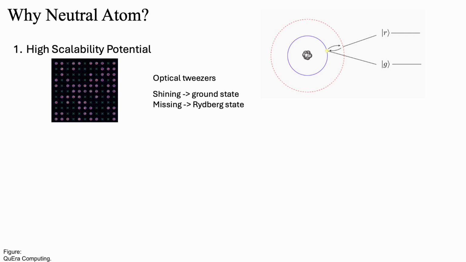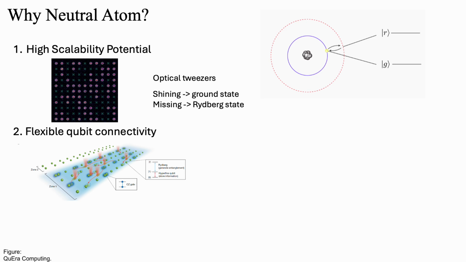And each atom state can be easily identified. If it is present in this picture, it is in the ground state. If missing, we can treat it as being in the Rydberg state. The second reason is that this platform has flexible qubit connectivity. Researchers can move these atoms around to make the qubit connections and achieve controlled gates like CZ.